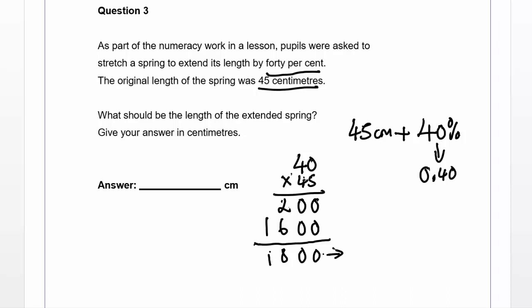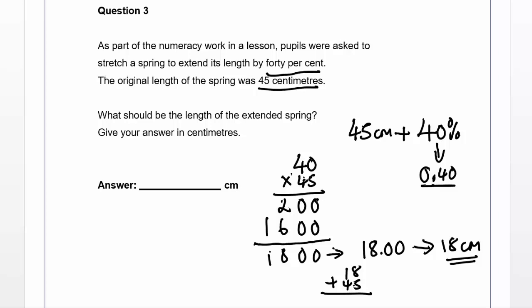In any case, we've got 1800. We need to put a decimal point behind two of the numbers here, just like it is in here. So that's actually going to be 18.00, which is just 18 centimeters. So I can tell you now that the length of the spring increased by 18 centimeters, but they're asking for the total length. So we're just going to do 18 plus 45.